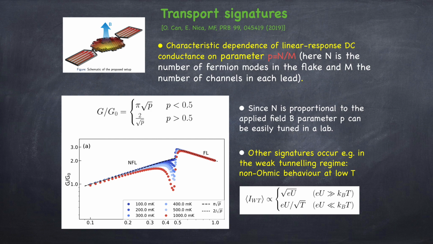Basically, there's specific signatures in temperature, bias, and magnetic field dependence that this system would have in transport if it were described by the complex SYK model. So there's some candidates. The ball is in the court of experimentalists.